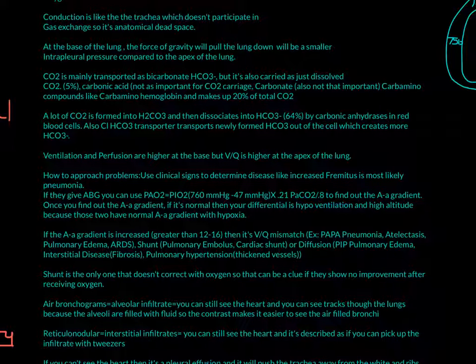The next thing I'd like to talk about is just how to approach problems in the respiratory module. So you try to look for buzzwords. For example, increased fremitus is usually indicating pneumonia because not a lot of other conditions have increased fremitus. Usually it's decreased fremitus, for example, for pleural effusion or pneumothorax. So increased fremitus would clue you in that it's pneumonia.